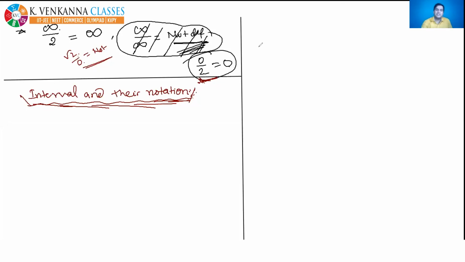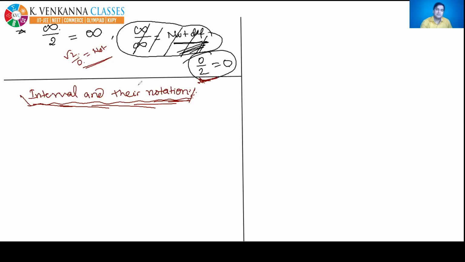We'll meet in the next class, and in the next class we will finish intervals and their notation, and after that we will move to the next concept, set theory, which is the first chapter of your NCERT book. And all of you have to solve that chapter.